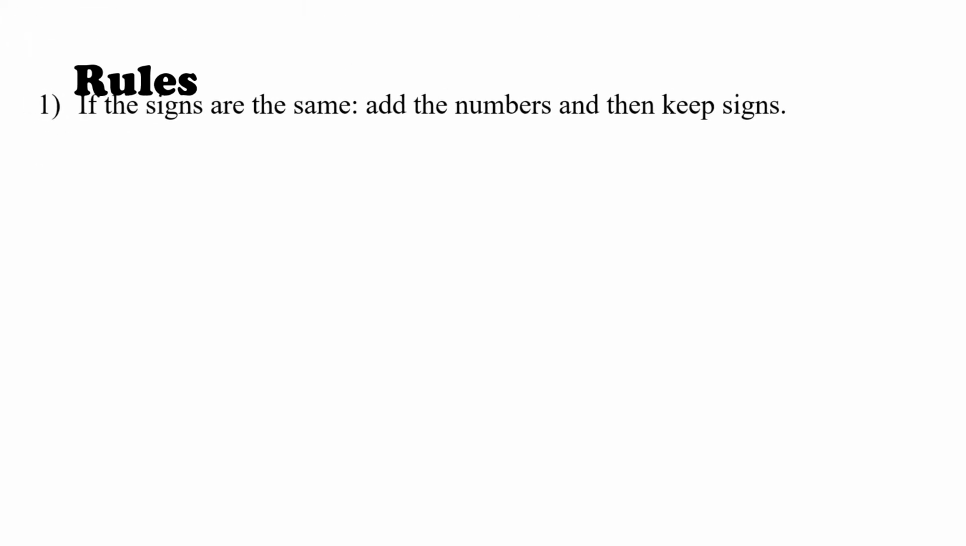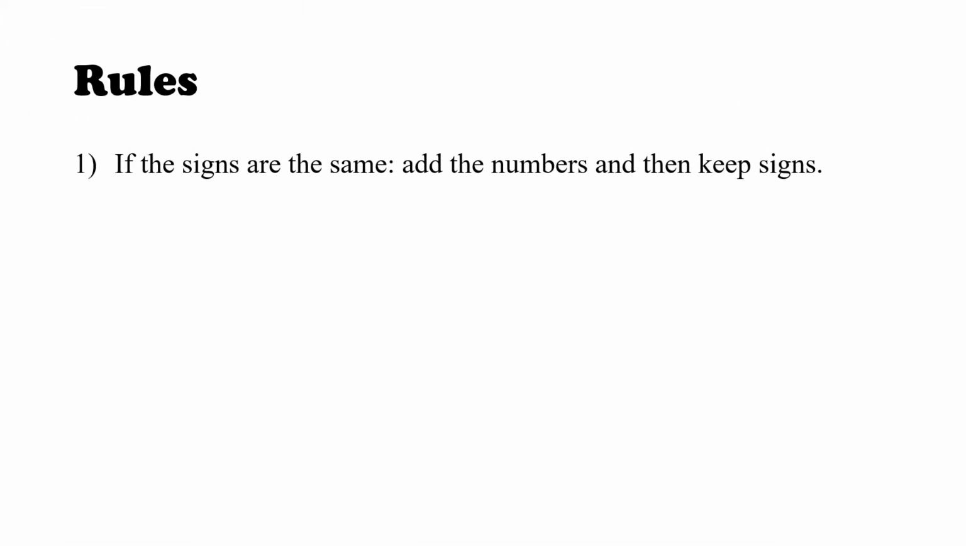Rule number one, whenever you're computing two integers, if the signs are the same, meaning that if you have a positive and a positive, so the signs are the same. Let me use red. So let me say you have 8 plus 6. The signs are the same. But remember, if the plus is in front here, there is no need to put it. So 8 is positive, 6 is positive. What the rule is saying here, if the signs are the same, you add the numbers and then you keep the sign.